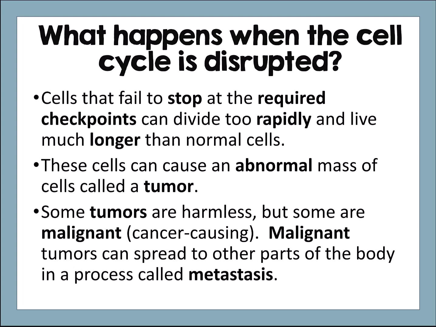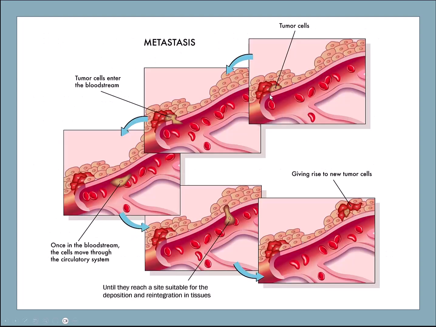And while some tumors are harmless, others are malignant or cancer-causing. Malignant tumors can spread to other parts of the body in a process called metastasis. So if we have a tumor here and the tumor cells are located just outside some sort of blood vessel, which would be pretty typical because you have blood vessels all over your body, if a tumor cell breaks off and begins to enter the bloodstream, it can travel to a different part of the body and reintegrate in a different tissue, giving rise to a new tumor somewhere else in the body. So that is how tumors can spread.